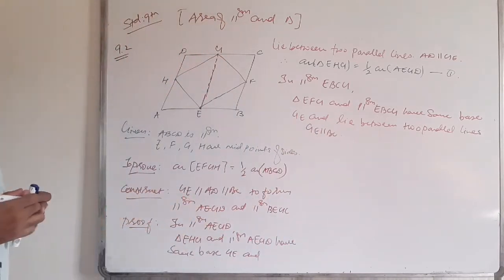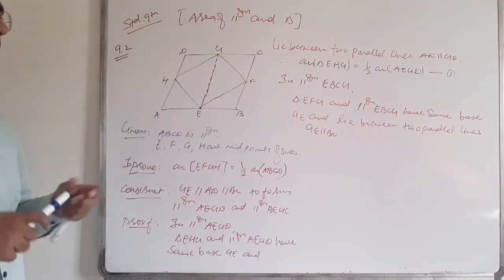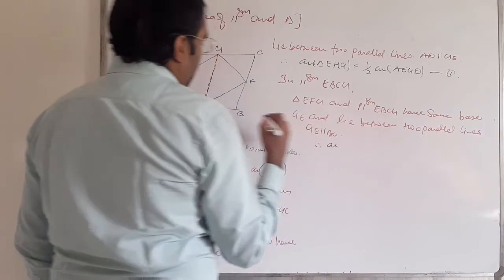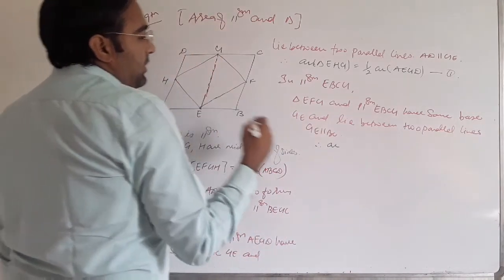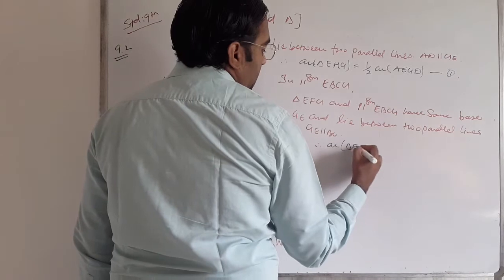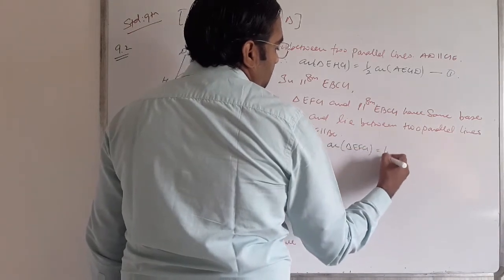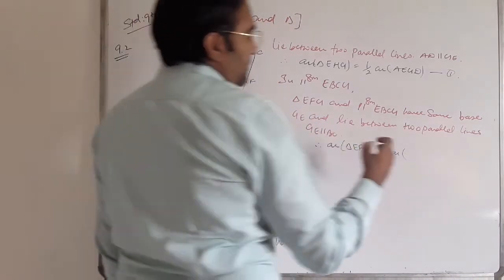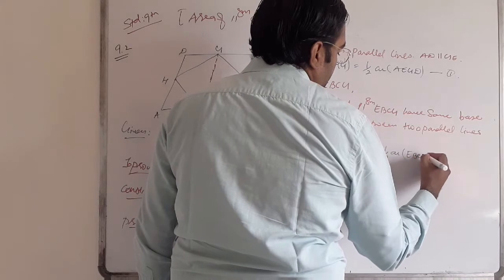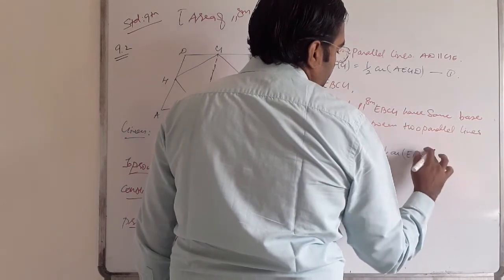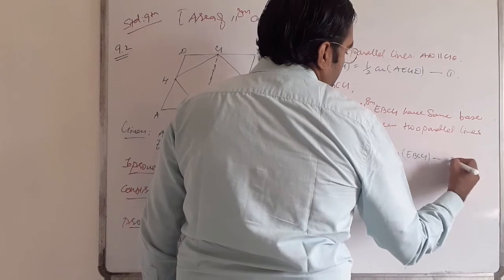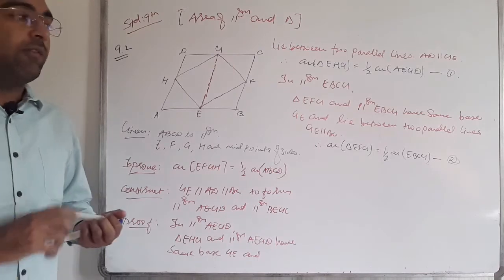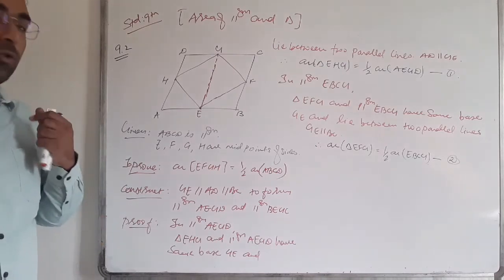Okay, so therefore by theorem we have to write that area of triangle EFG is equal to half of area of ABCG. We have to write that as equation 2. Clear that?